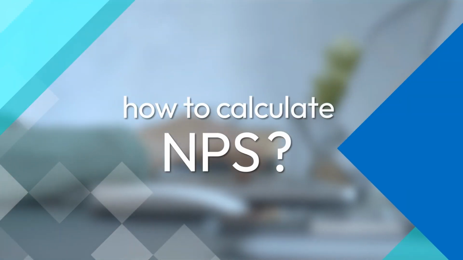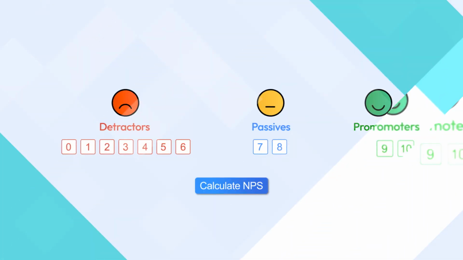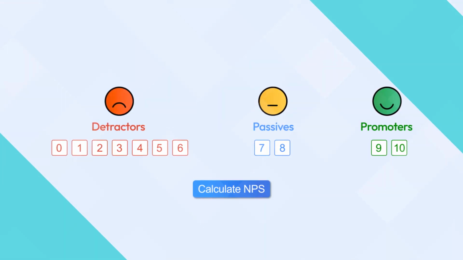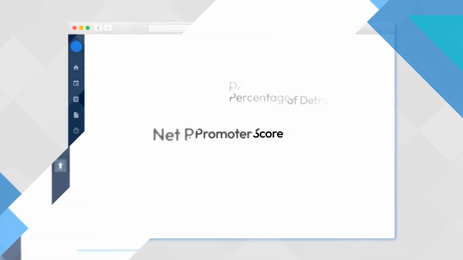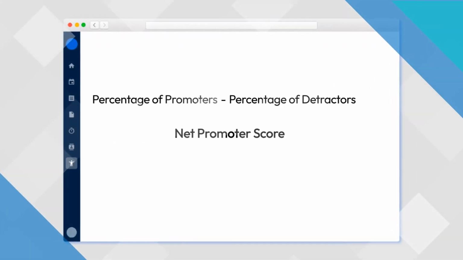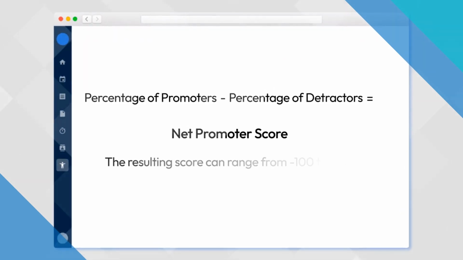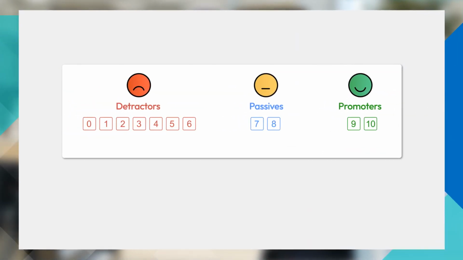Now, let's dive in and learn how to calculate NPS. To calculate NPS, you can either use an NPS calculator like the one provided by Voxco, or you can apply the NPS formula. To calculate the Net Promoter Score, subtract the percentage of detractors from the percentage of promoters. Passives are not included in this calculation. The resulting score can range from -100 to +100. Let us show you with an example.